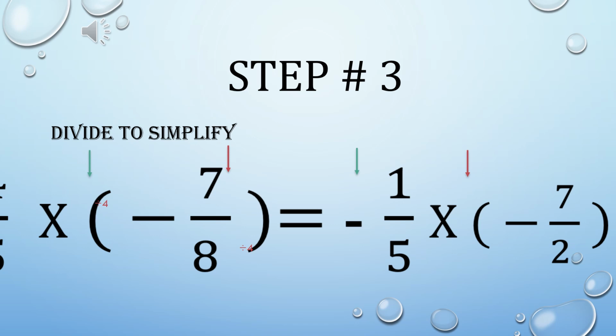To simplify the fractions internally, we need our greatest common factor that we found in the slide before, that is going to be 4. So we're going to divide our opposite numbers of 4 and 8 by that 4. And remember that 5 and 7 don't have a greatest common factor, so we're going to leave it like that. Our new fractions are going to be -1/5 times -7/2.